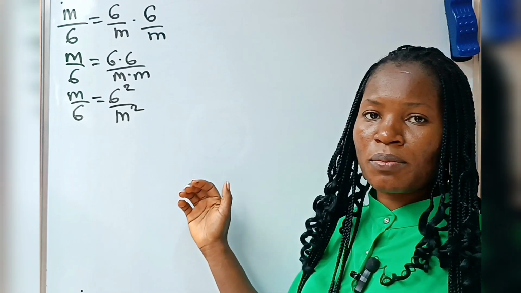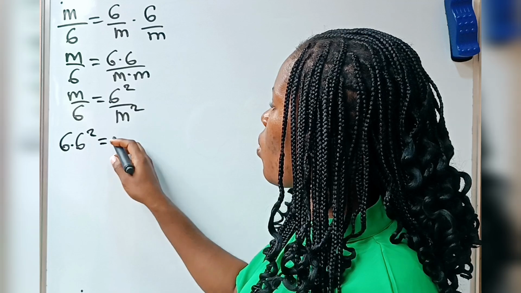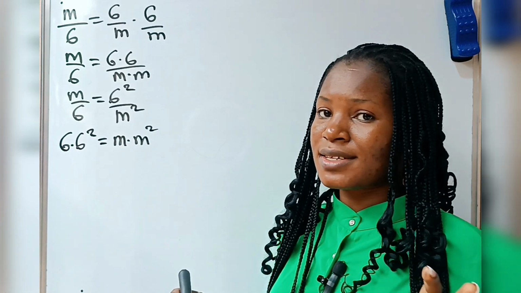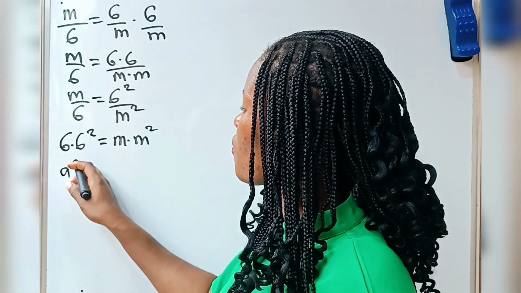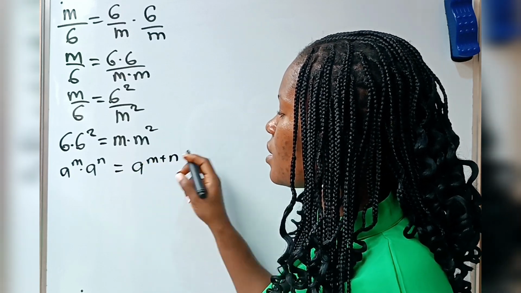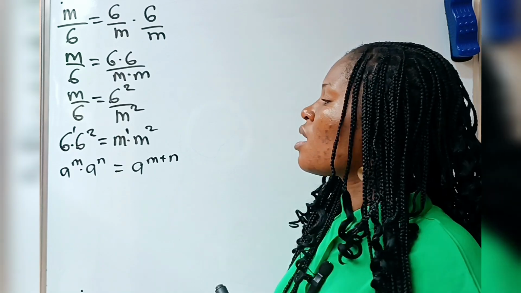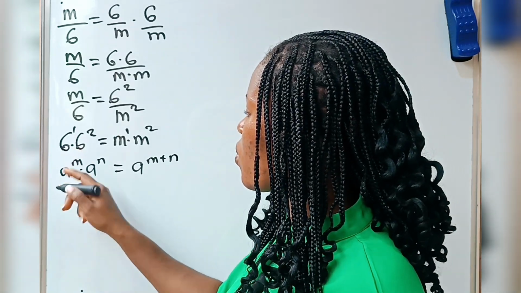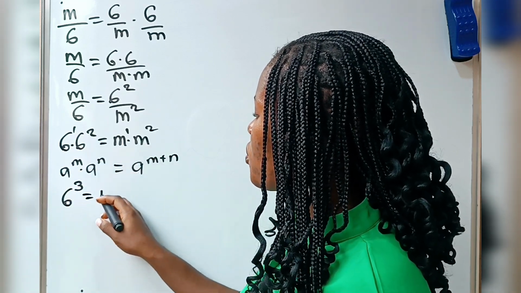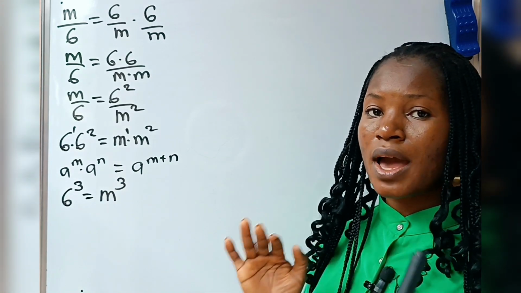Now let us cross multiply. If we cross multiply, we are going to have 6 multiplied by 6 squared is equal to m multiplied by m squared. Now recall the law of exponents that states that a to the power of m multiplied by a to the power of n is equal to a to the power of m plus n. So this is the same thing as 6 to the power of 1, and this is the same thing as m to the power of 1. That simply means we pick one base, which is 6, and we add the powers to get 3, is equal to the same thing here. We pick one base, which is m, and we add the powers to get 3. Now we have 6 to the power of 3 is equal to m to the power of 3.